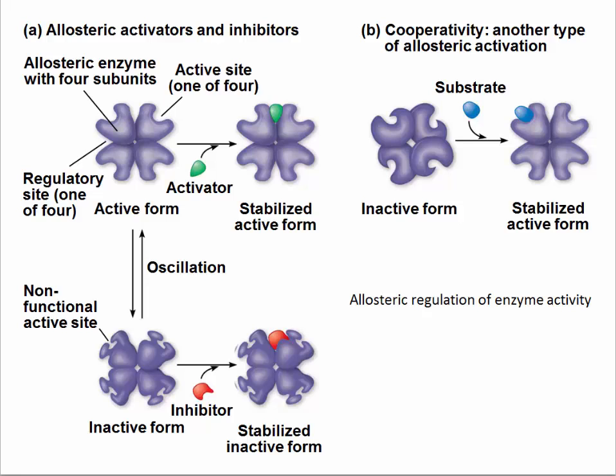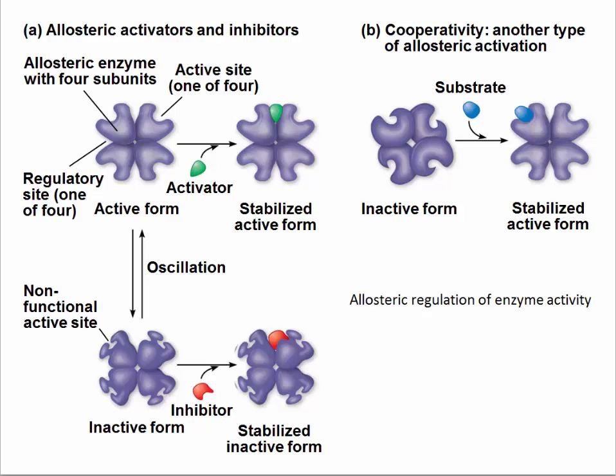And what you see is the activator coming. It's this little green and triangular shaped molecule, and it's going to wedge into the regulatory site, and that will make the enzyme into a stabilized form. However, you could also have an inactive form where the enzyme doesn't even look like our nice active enzyme. It has a non-functional active site, and it actually has an inhibitor, which will bind to the regulatory site, and it will stabilize the inactive form.